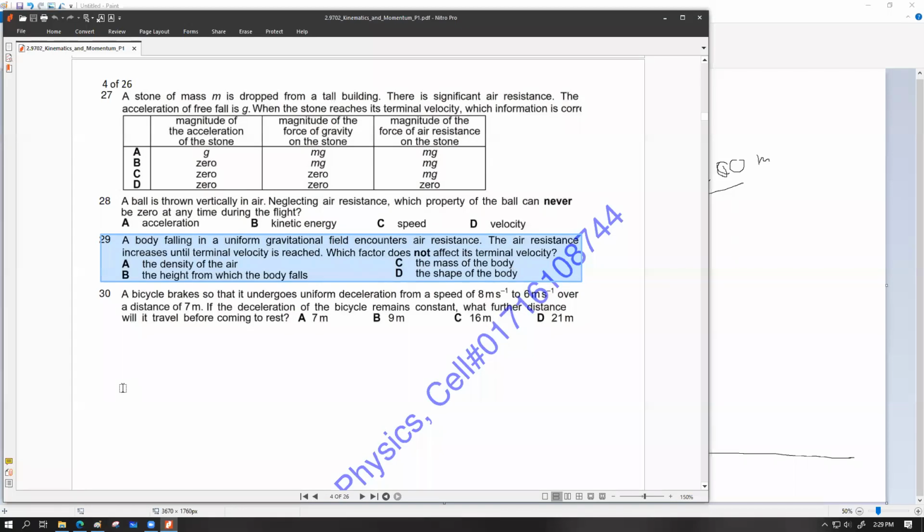Do I make sense, everyone? But sir, what if the height is too small? Well, if the height is too small, then the object might not reach terminal velocity as well. In that case, the existence of the question is futile. The question doesn't apply to that scenario.